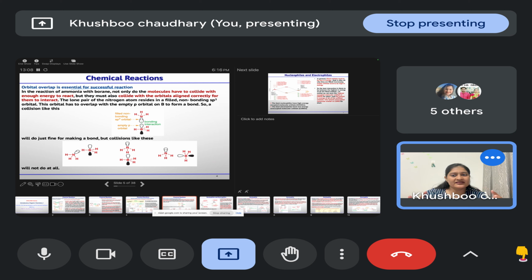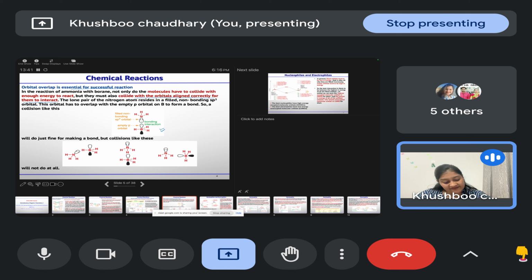Now, when ammonia and borane collide with each other, the molecule will form only if the orbital orientation is correct when they are colliding, as in this case. So molecules have to collide with enough energy so that they cross the activation energy barrier to form the molecule, but they must also collide with orbitals aligned correctly for them to interact.